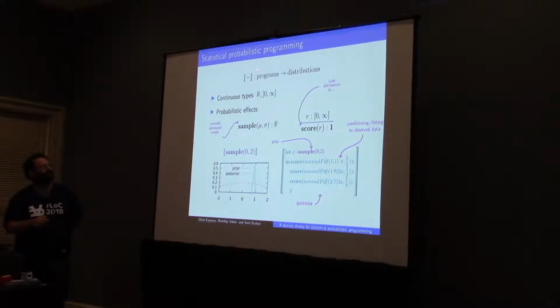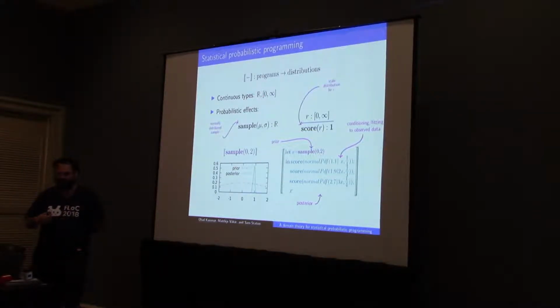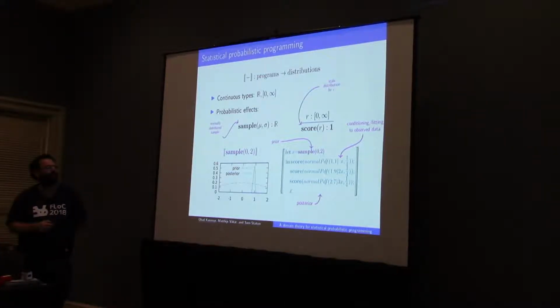Okay, so what does this program contain? It contains continuous types like the real numbers and the non-negative real numbers, extended ones, and it's really about two effects. It's the two effects that underlie Bayesian statistics. The first one is we can sample from a prior distribution. Here I'm only going to use the normal distribution over the reals with mean mu and standard deviation sigma.